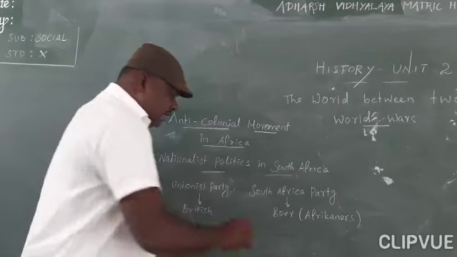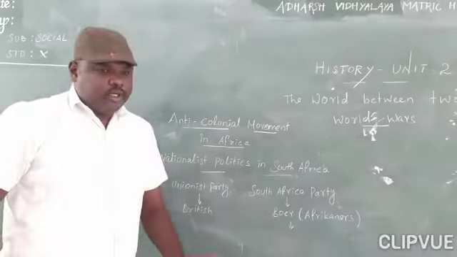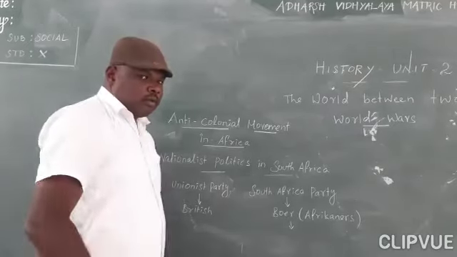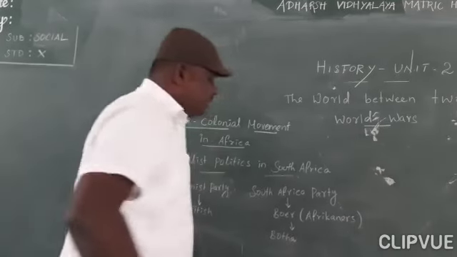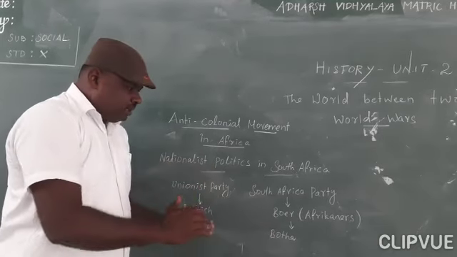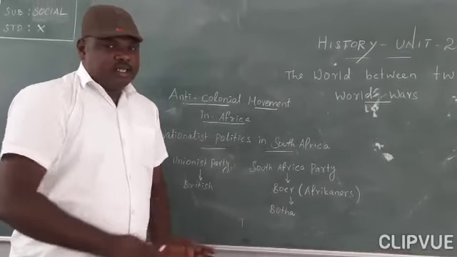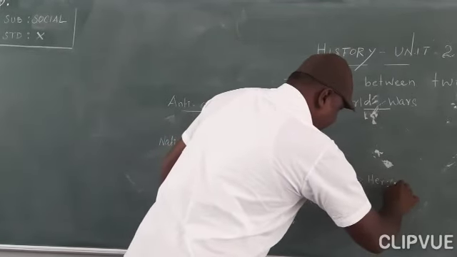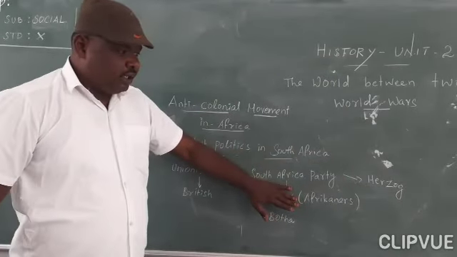The South African Party was led by 2 important leaders. Initially, the South African Party was led by Botha. This was the situation at the time, but at the same time, there was one more section of the South African Party, called the militant section. The militant section was headed by Hertzog. So Hertzog is the leader of the militant section of the South African Party.